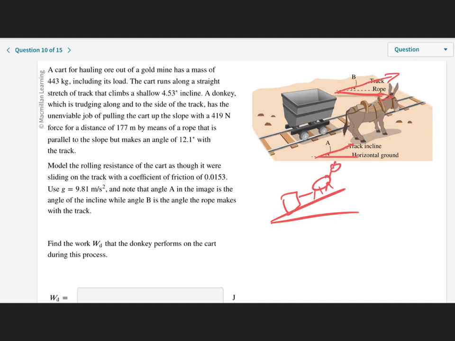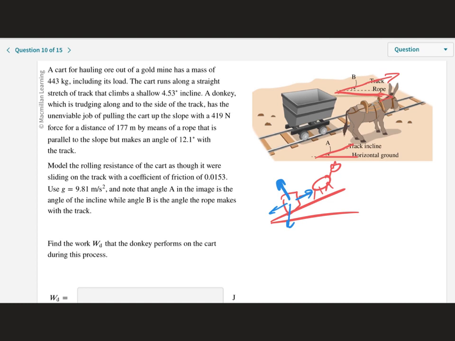And we have the forces, the force that the donkey's pulling. We have gravity pulling down. We have friction holding back down the hill. And you have the normal force at an angle. Now, 3 of those are not on my standard XY coordinate plane.